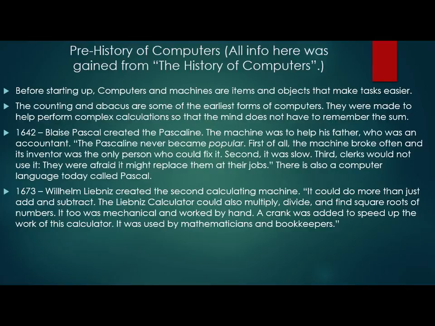And if I'm saying these names wrong, I am really sorry. So next off, 1673, Wilhelm Leibniz created the second calculating machine. It could do more than just add and subtract. Leibniz's calculator could also multiply, divide, and find square roots of numbers. It too was mechanical and worked by hand. A crank was added to speed up the working of the calculator, and it was used by mathematicians and bookkeepers.